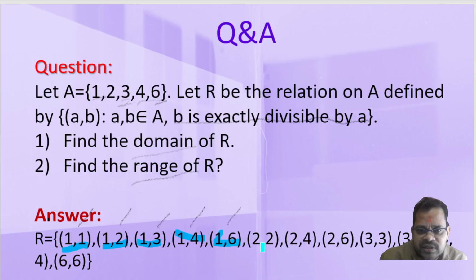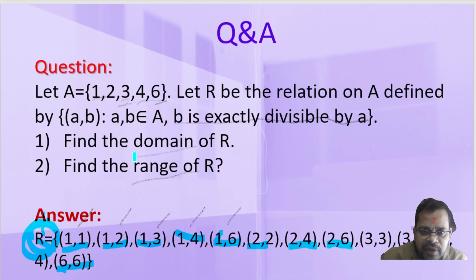Similarly, 2 divides 2, 2 does not divide 3, 2 divides 4, and 2 divides 6. That gives 3 pairs. Similarly, 3 divides 3 and 3 divides 6. 4 divides only 4 here, since we have already got (1,4), and 6 divides 6. So this is the complete R, all the relations. These are the subsets which we have got.